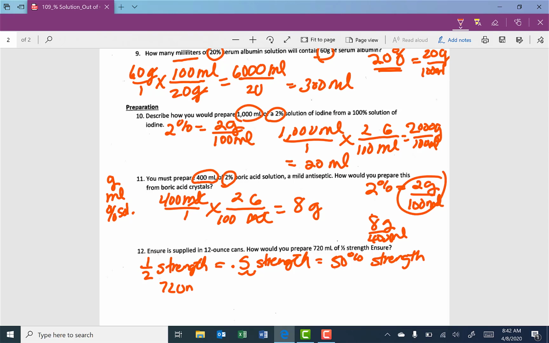720 milliliters over 1 times, what do we have with a 50% strength? 50 grams over 100 milliliters. And that's going to divide out to 360 milliliters. So hopefully this is helping you understand percent strength in a better way.